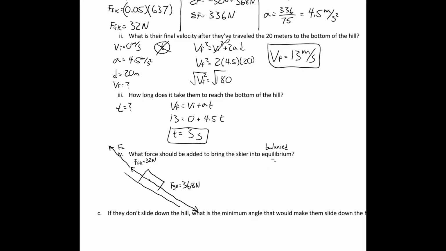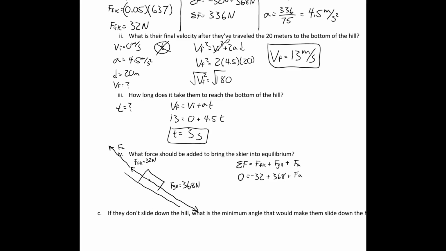So let's use the net force equation to figure out what that should be. So the net force is equal to the sum of all the forces. The frictional force plus FG parallel, the component of the weight that's pulling you down the hill. And now we want to add an applied force to bring it into equilibrium. And again, since it's in equilibrium, the net force is 0 newtons. The frictional force is 32 newtons. We'll make it negative because that's what we did before. FG parallel is 368 newtons. And the applied force is what we're looking for.